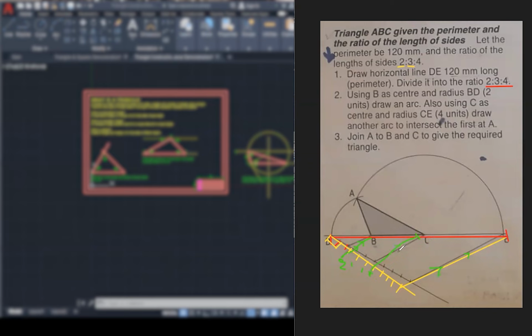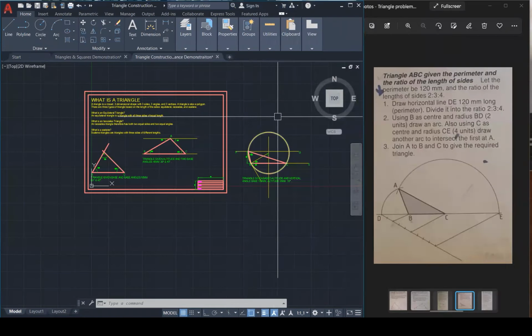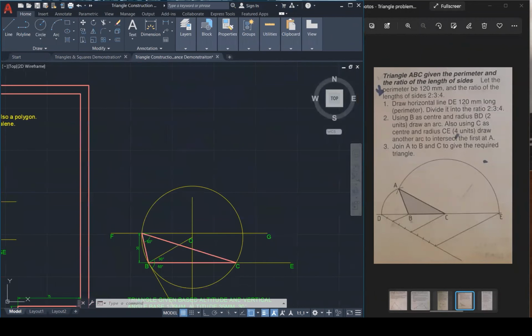So that's how we would get BC first. And then we're going to come here at C and open up a compass to there and get this arc along here. Then we will come at B, open up a compass to there and get that arc, and where they intersect, that's how we're going to get our triangle. So let's come here and try that. The first thing is I'm going to get the line up on the board, which is D to E, 120.